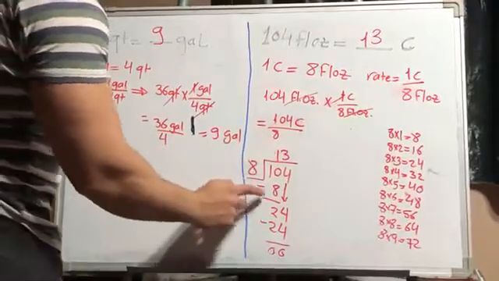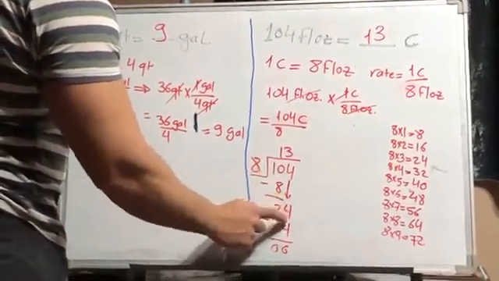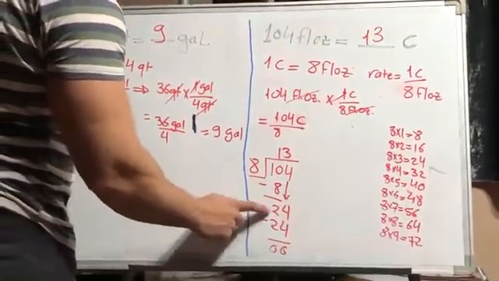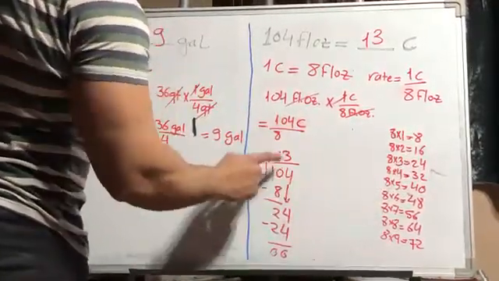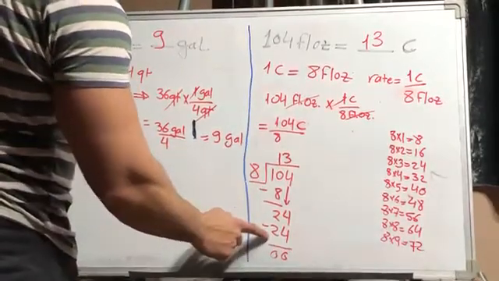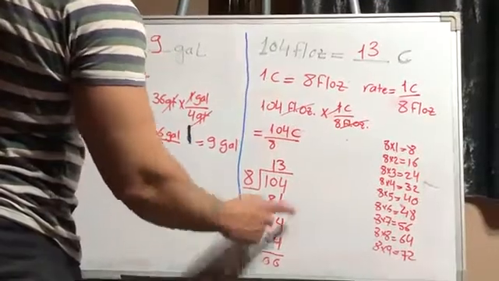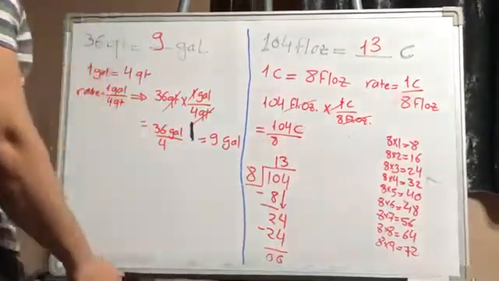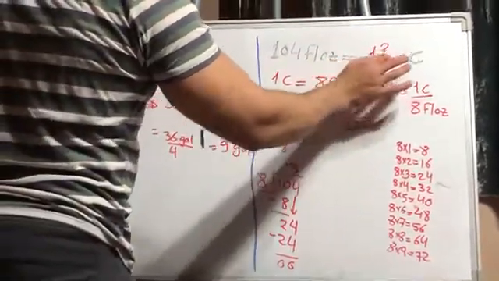1 multiplied by 8 is 8. 10 minus 8 is 2. Now I'm going to bring down the 4, so I have 24. Can the 8 fit inside the 24? Do I have a 24 in the products? Yes. How many times? 3 times. So I put 3 here and multiply. 3 multiplied by 8 is 24. 24 minus 24 is 0. Do I have anything else to bring down? No. So my answer is 13. The quotient is 13. So 104 fluid ounces equals 13 cups.